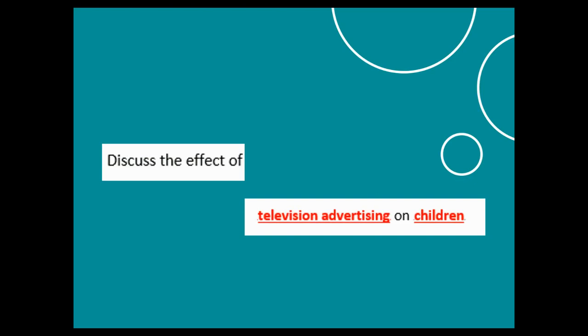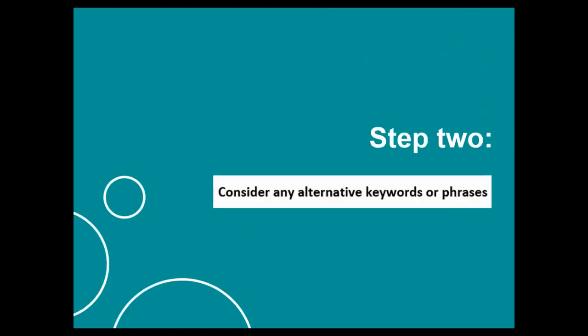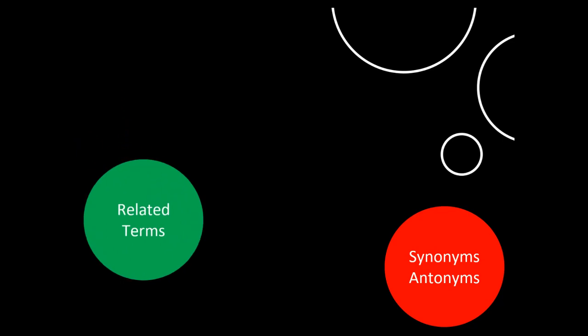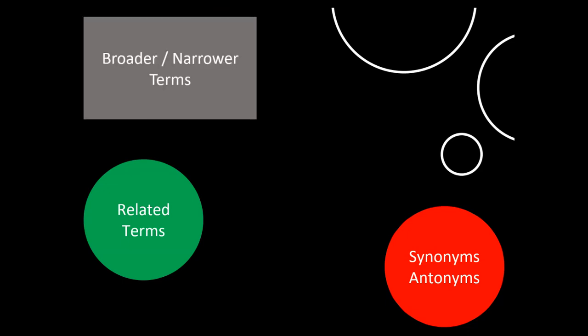Take your original search terms, television advertising, and children. Step two, consider any alternative keywords or phrases. These could be synonyms, different words that mean the same as your search terms, or they could be antonyms, words that mean the opposite of your search terms. They could be related terms. For instance, mental health and physical health are related terms. They could be broader or narrower terms, like dairy farming and agriculture.